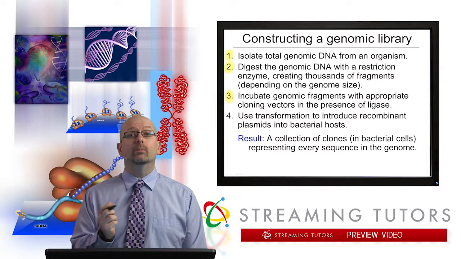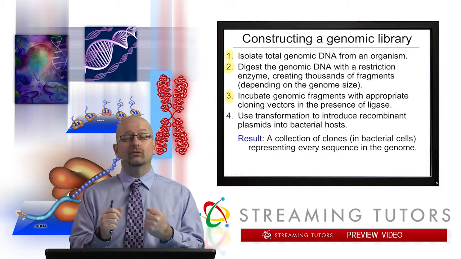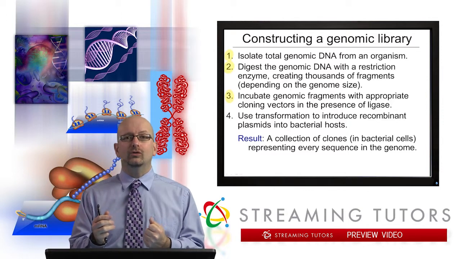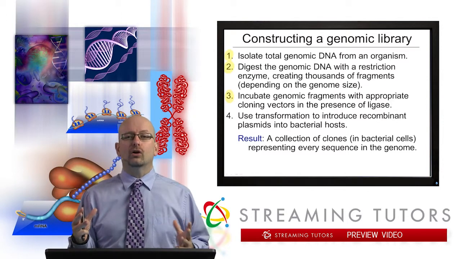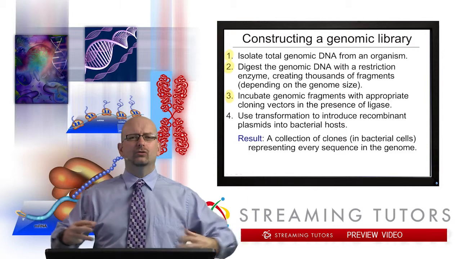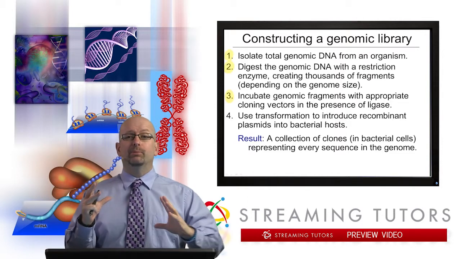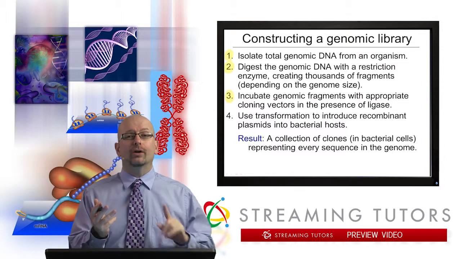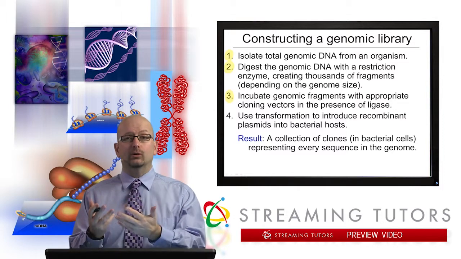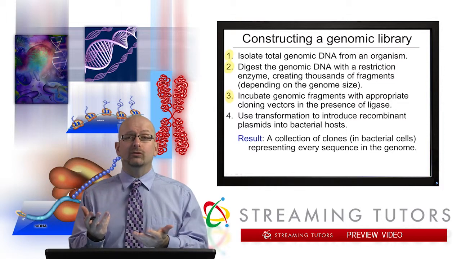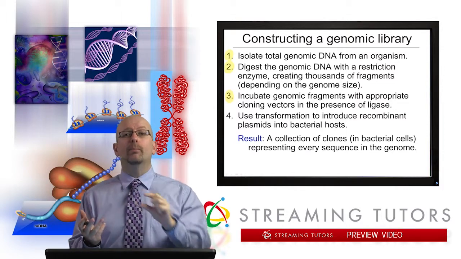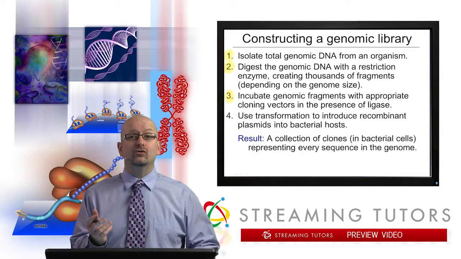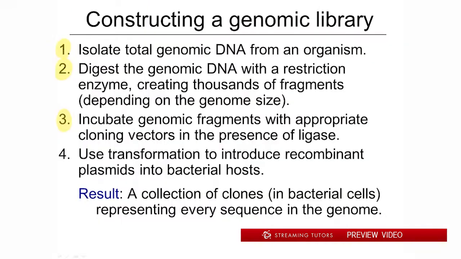Incubate the fragments with appropriate cloning vectors in the presence of ligase. So it's almost as if we're doing what we did last time when we cloned a gene, just on a large scale. So the bottom line is you're just taking all the fragments, potentially hoping that each of them gets into a single cloning vector, meaning you might have thousands of plasmids, but each of them took up one of the pieces that we created when we restriction digested the entire genome.